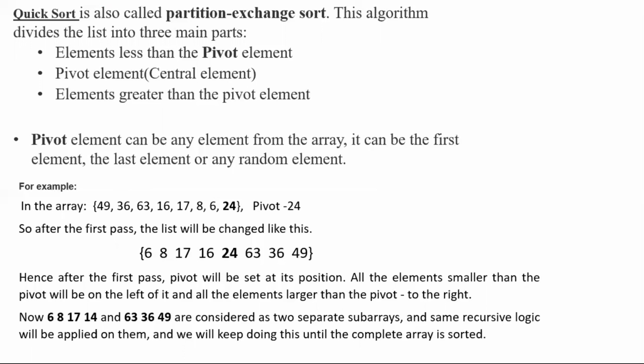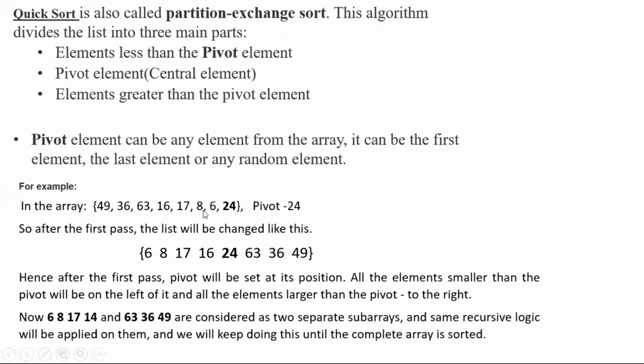As I mentioned, this algorithm divides the list into three main parts: the pivot, the central element, elements less than the pivot, and elements greater than the pivot element. The pivot element can be any element from the array. It can be the first element, the last, or any random element.